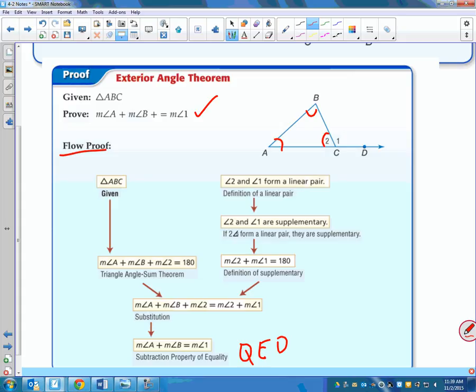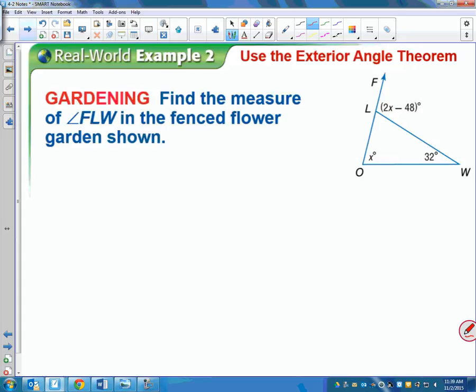The only time you put QED is after you're done with your proof. Does that make sense? So you don't put it as a reason. You don't say proven. QED means my proof is finished. That's what it means.